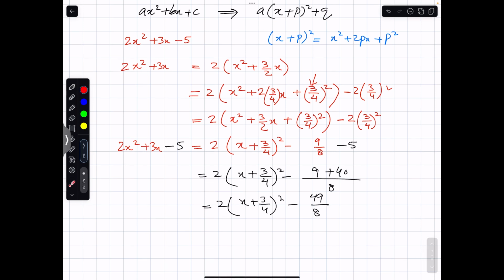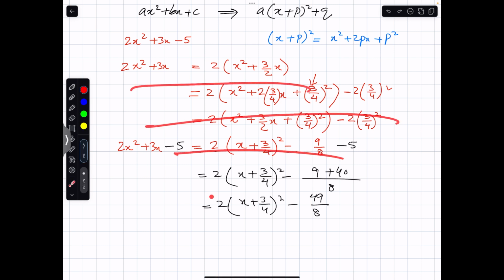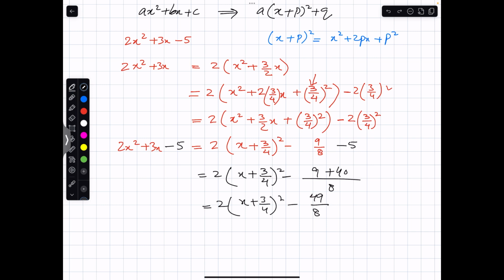So now the p term for this expression is 3 divided by 4, and the q term is minus 49 divided by 8. Now let's simplify this case. We don't need to do all these steps always, so we must simplify this. We can say that the p term is always equal to b divided by 2a. In this particular case, b is 3 and a is 2, so this is equal to 3 divided by 2 into 2, which is 3 divided by 4.